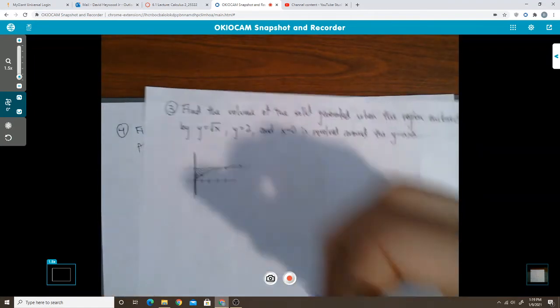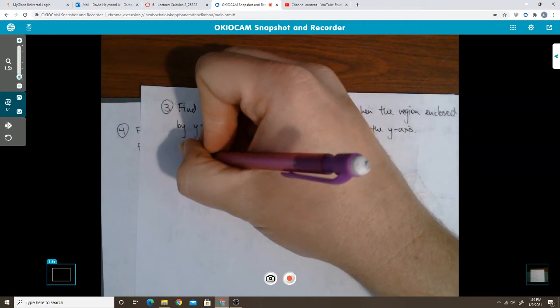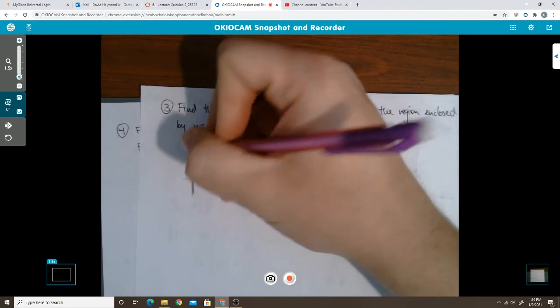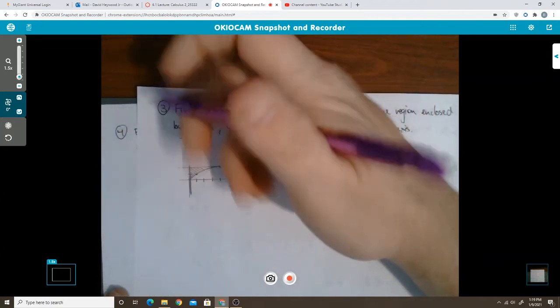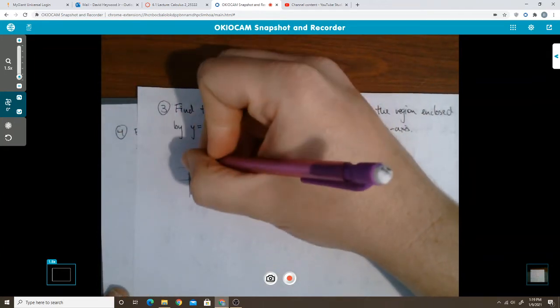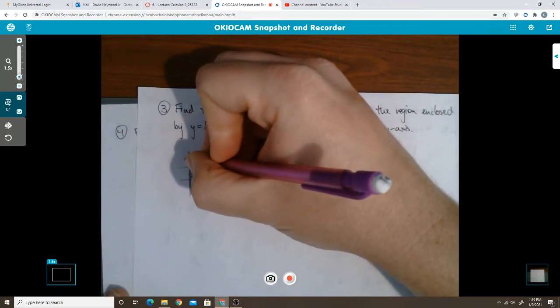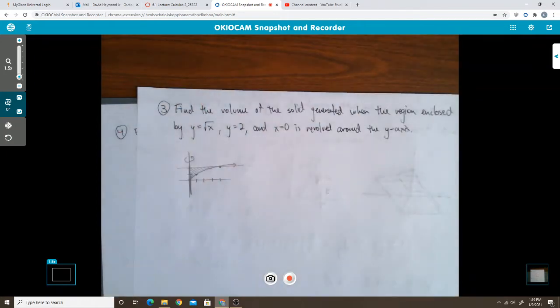And we want to take that and revolve it around the y-axis. We want to spin it. Whoops. That wasn't done very well. Let me try again. But we want to spin it around the y-axis. Okay? So let's see what we get.